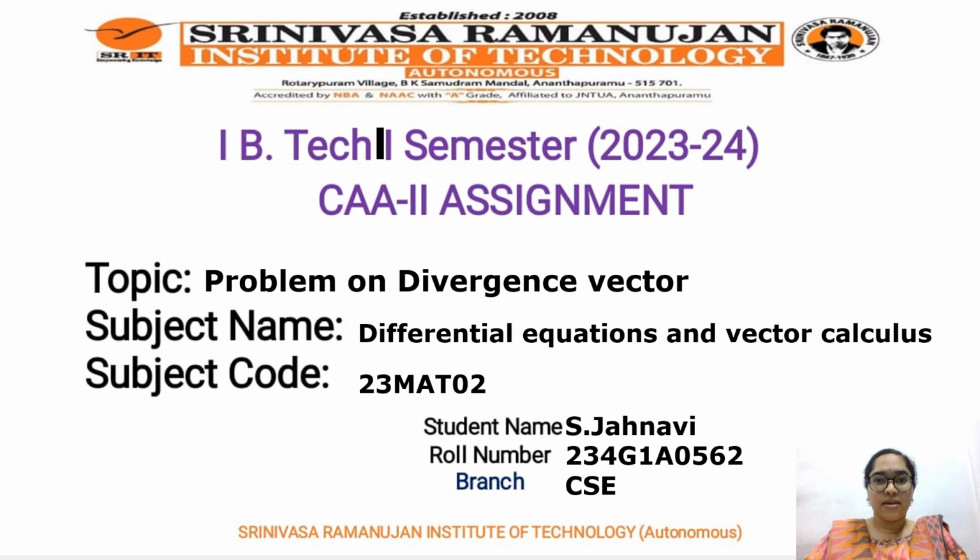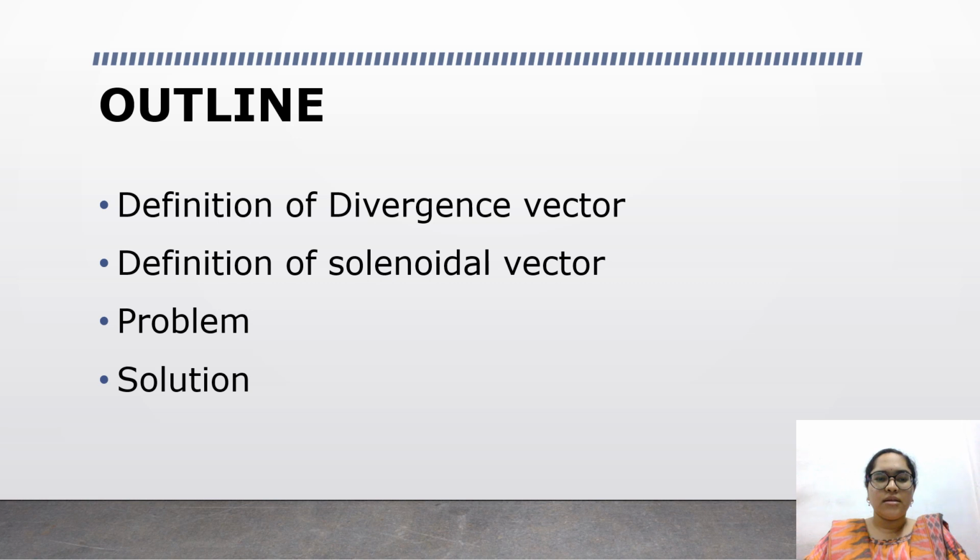My topic for CAA assignment 2 is a problem on divergence vector. So before knowing the problem, the outline of my video: definition of divergence vector, definition of solenoidal vector, problem and solution. Before we get to know about the problem, we will learn a little bit about divergence vector and solenoidal vector.